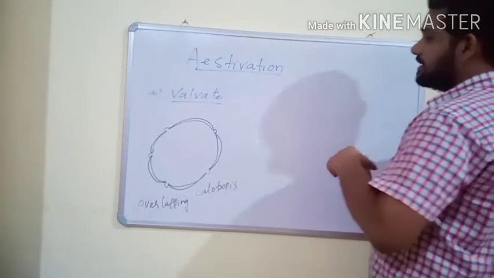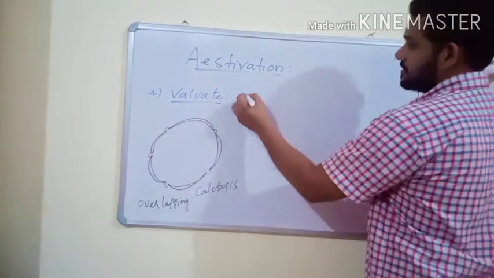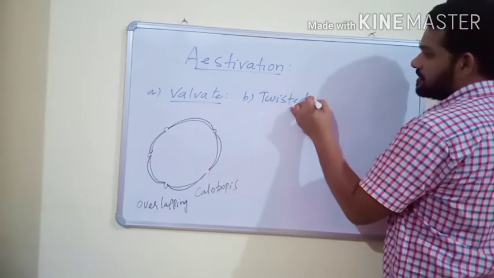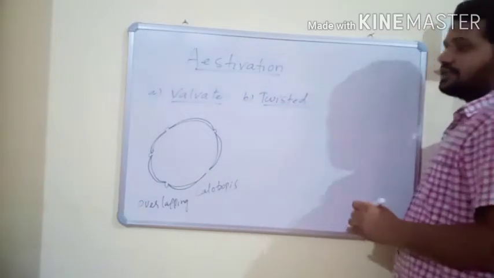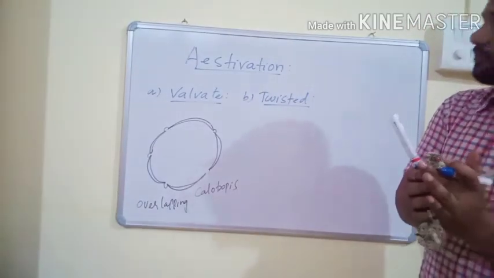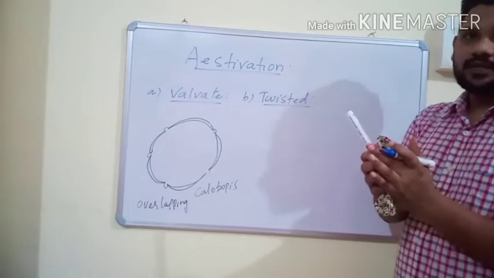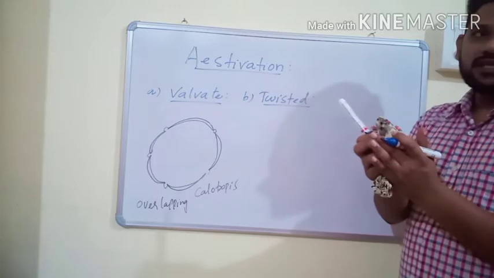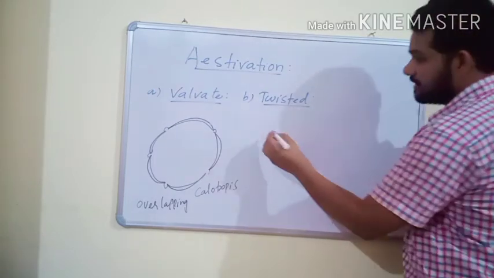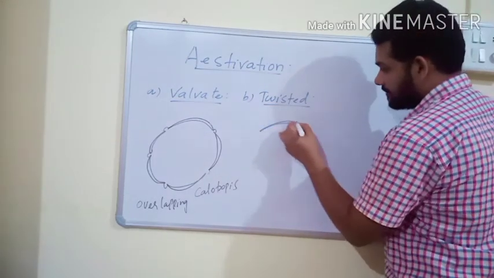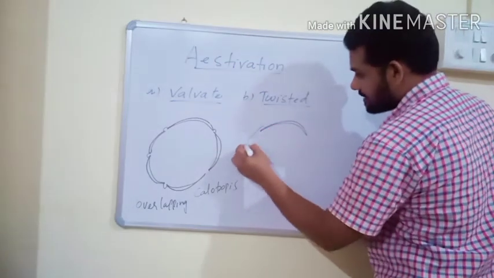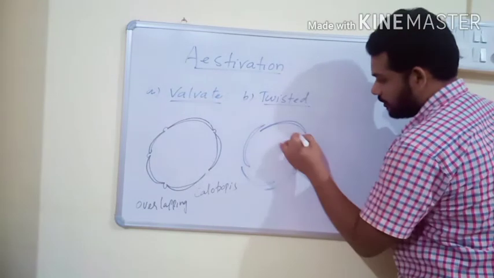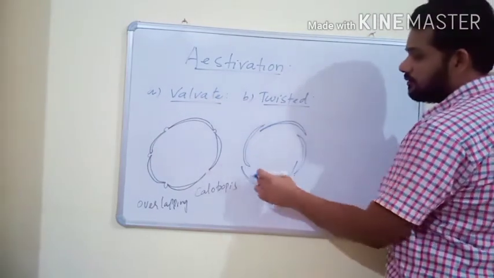And the second type of estivation is called twisted estivation. In twisted estivation, all the sepals or petals overlap with each other regularly. For example, this is one petal and this is another petal. It overlaps with this one. This also overlaps and this also overlaps. So all the sepals or petals regularly overlap with each other.